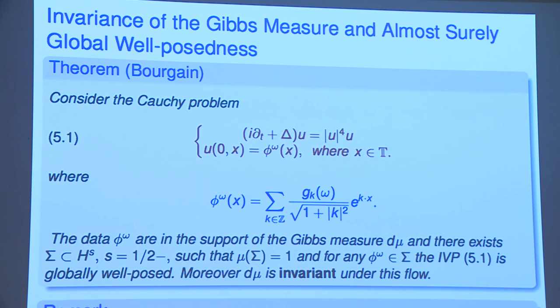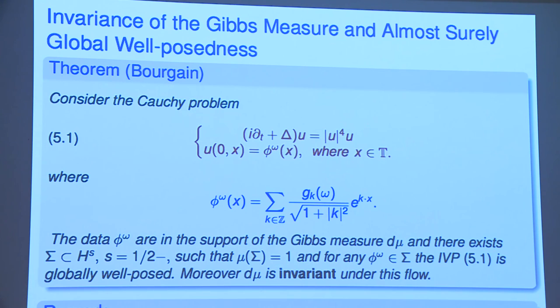Now, a couple of remarks that I want to make is that you can do this also in the focusing case, which is, I would say, even more interesting, but in that case you have to impose a restriction on the L2 norm in order to make sense of the measure itself, and that restriction is that the L2 norm has to be smaller than a certain constant.